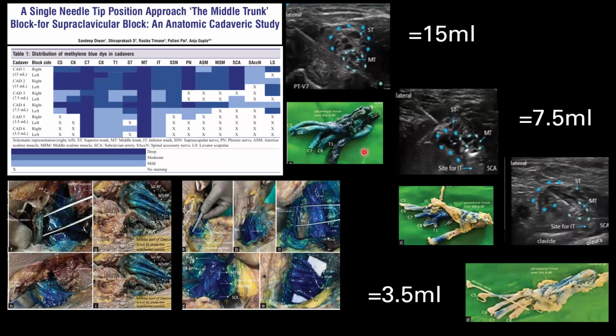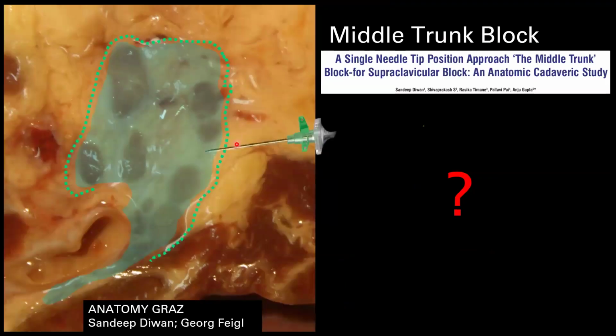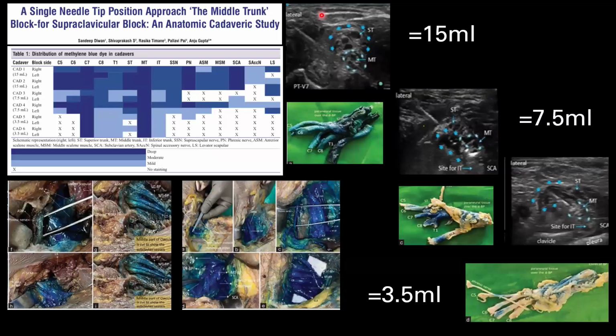So what we recommended was that you can just inject around 15 ml at the middle trunk. So the middle trunk is just pierce this. You need not go deep and inject at this point. So with 15 ml, you can probably get an anesthetic block, and with 7.5 ml, you can get an analgesic block. So we have now done a clinical study, and we will be soon uploading that as well.